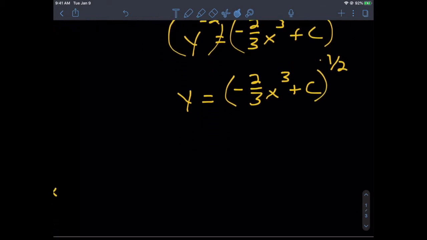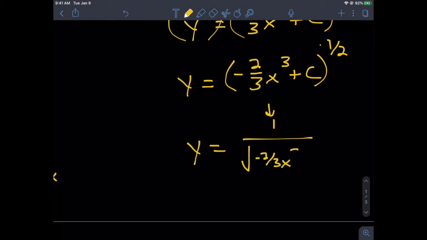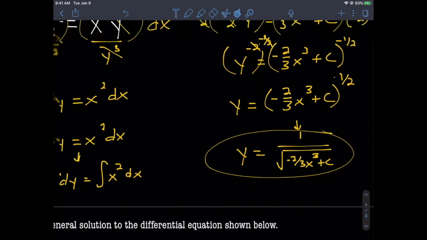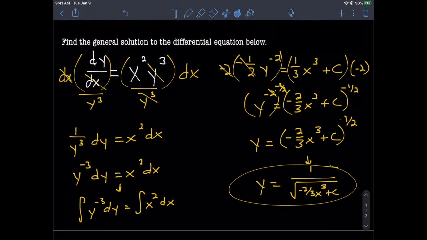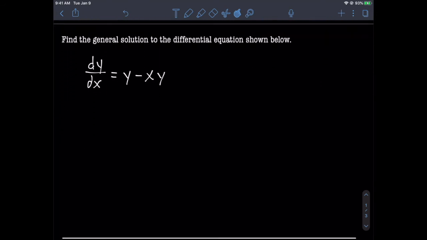Now hopefully you agree that having a negative exponent is not so great, so why don't we rewrite this to not just not have a negative exponent, but to not have an exponent at all. That negative 1/2 is the same as telling us to flip it over and take the square root. So y is equal to 1 over the square root of negative 2/3 x cubed plus c. How about that? Lots of algebra, right? Well, that's okay, because we're really good at that. Why don't we take a look at a different example here?